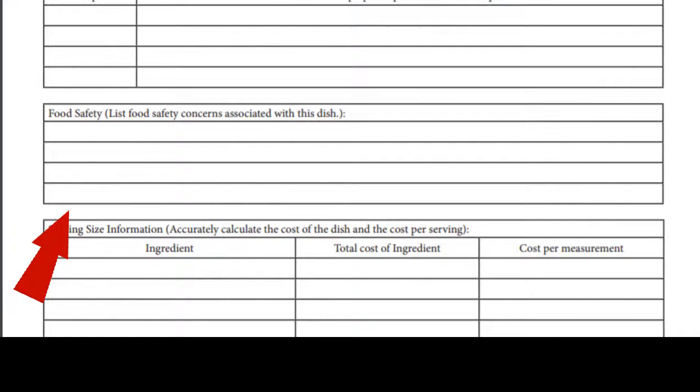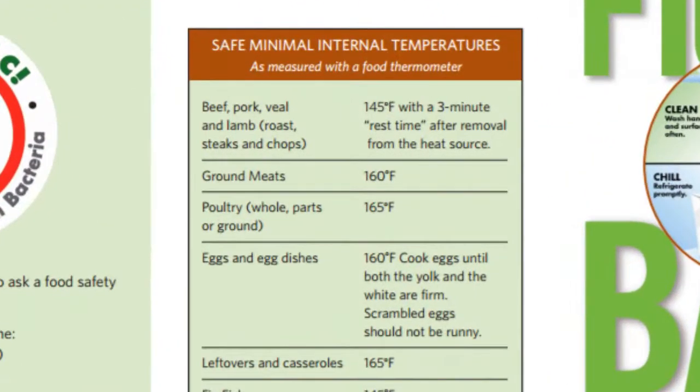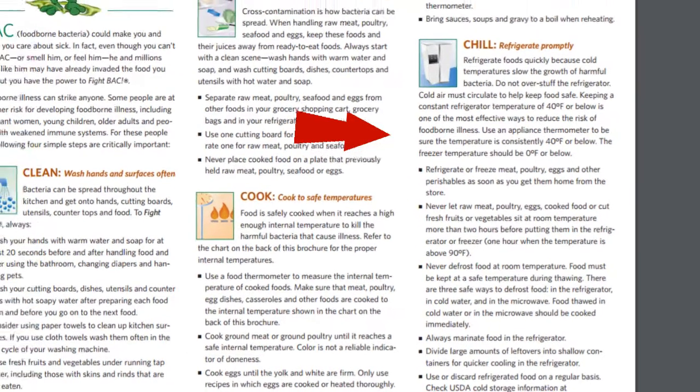But, for example, if you're given raw eggs or fish, be sure and address one or several of the 4 concepts: clean, separate, cook, and chill. You should also take note of the safe minimal internal temperatures as measured with a food thermometer. You can find those here on the Fightback Brochure. You can also find a reference on the other page of the Fightback Brochure in the chill and cook sections.